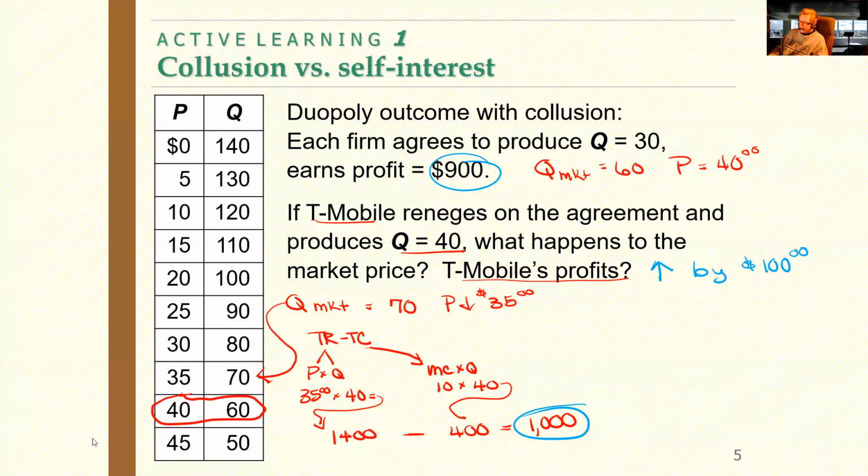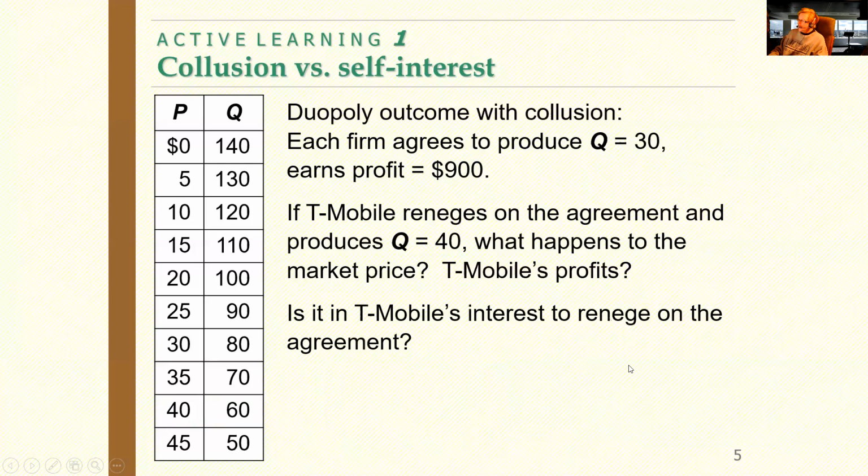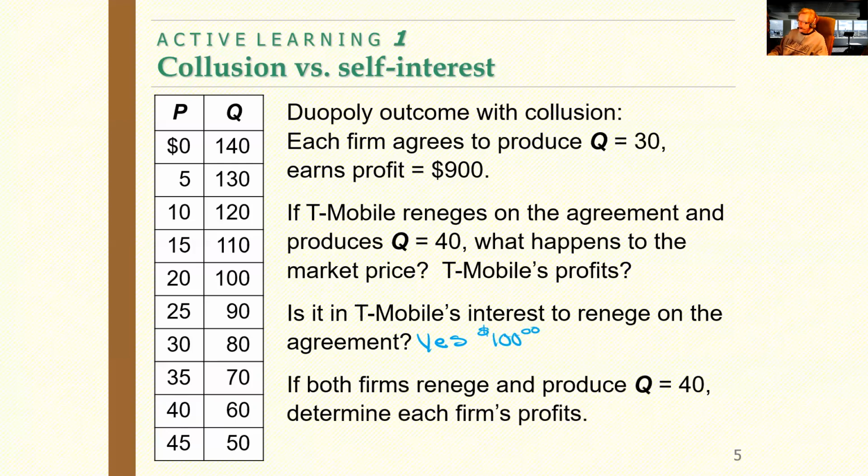Let me erase this, and we're going to go ahead with the question. Is it in T-Mobile's interest to renege on the agreement? Well, definitely, because they're going to earn $100 extra if they choose to produce more. I love the last part of this question. What if both firms renege and produce 40? Determine each firm's profit. So let me erase what I've done here.